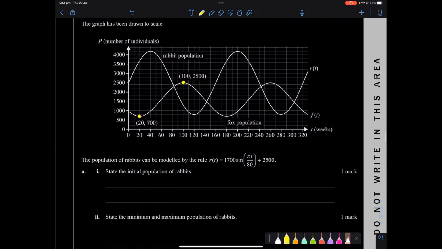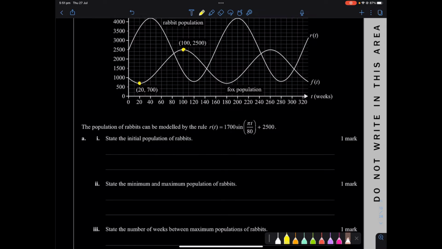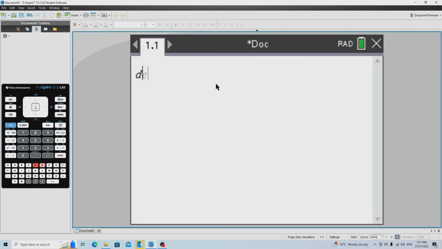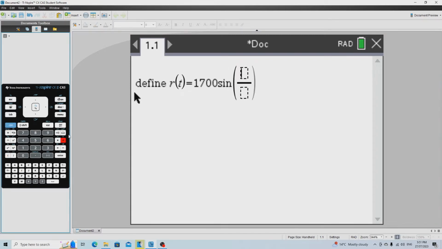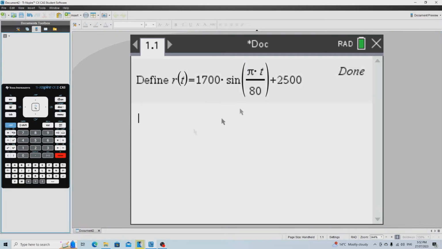Okay, to scale. Perfect. So, now knowing that, it says the population of rabbits can be modeled by the rule of this. So, I'm just going to delete this and define the function straight away. So, define r of t equals 1/700 sine pi times t, plus, okay, perfect. So we've defined that.